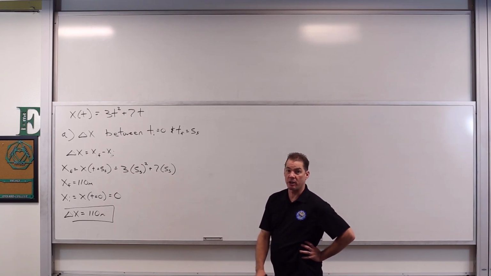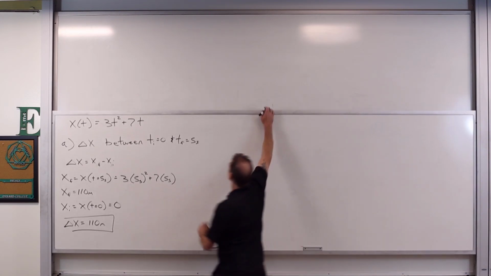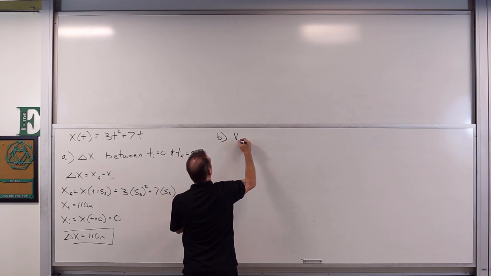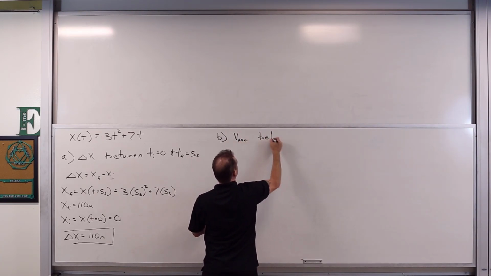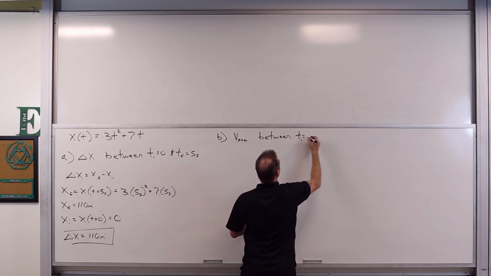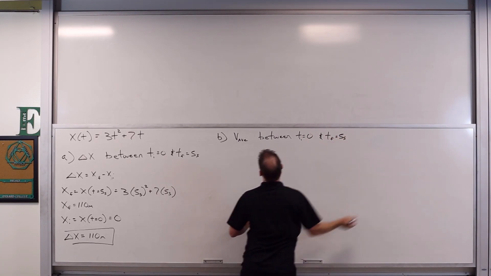Part B asks another question. What is the object's average velocity over the first 5 seconds? So now we want B. We want v average between t initial equals 0 and t final equals 5 seconds.